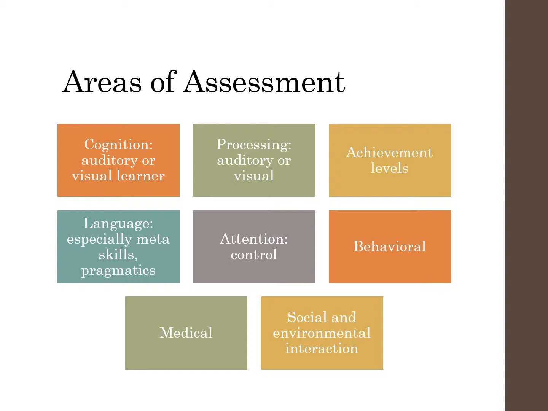Here are the areas that are assessed during evaluation for ADHD. First is cognition. How does the child learn? Is the child an auditory or a visual learner? Next is how does the child process information? Auditory or visual? Is the child better when he sees it or when he hears it? Next, achievement testing will be completed. Basically, what are the child's academic abilities?